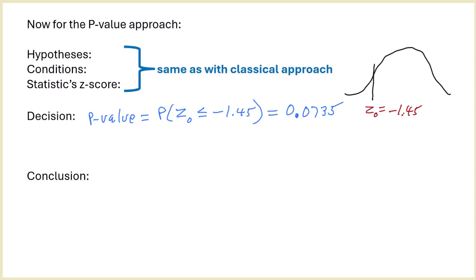What does that mean? That means if the null is true, just for the sake of argument, say the null is true, how likely are we to get results out as far as we did or further? Well, 7% of the time. Is that less than alpha? Nope, alpha was 0.05. To reject the null, this probability that's 0.0735 has to be less than 0.05. It has to happen less than 5% of the time. We could get results like this 7% of the time.